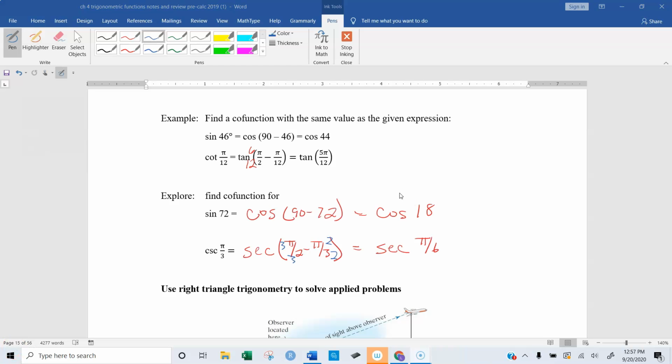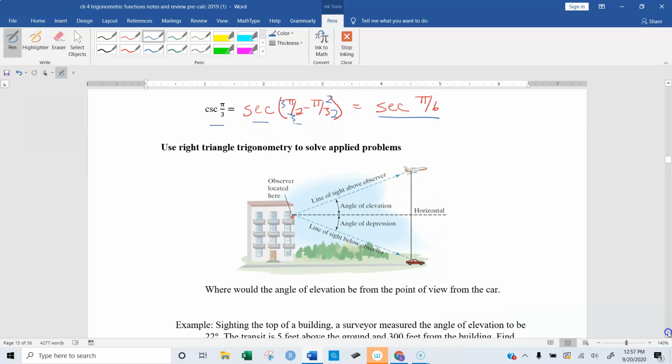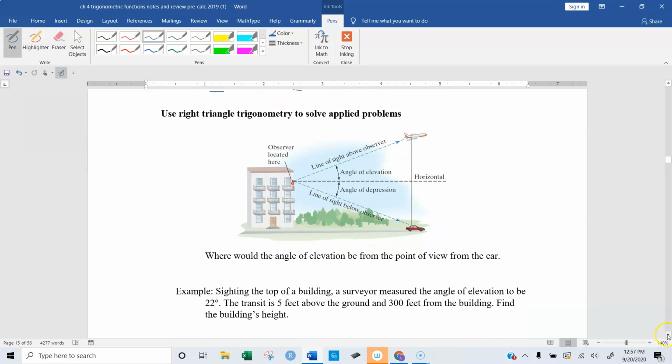All right, I hope you did a good job. The cofunction of sine is cosine. So the cofunction is the cosine of 90 minus the angle, which was 72. So the sine of 72 is equal to the cosine of 18. Cosecant of pi over 3, its cofunction is secant. We subtract from pi over 2, getting a common denominator, and we have secant of pi over 6. So the cosecant of pi over 3 is equal to the secant of pi over 6. Here we go. I hope you remember angle of elevation and depression.